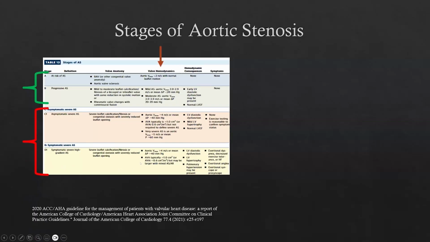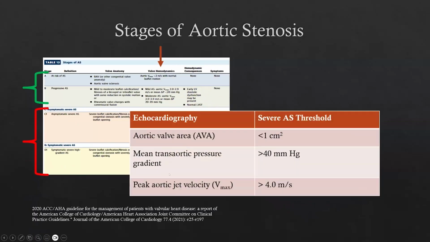In terms of what parameters we use to diagnose severe aortic stenosis by echocardiography, we use these three criteria. One is the aortic valve area, so how small the aortic valve becomes, and less than 1 centimeter squared is the threshold for severe. The mean transvalvular pressure gradient: when you have severe stenosis, you have a drop in pressure across that valve, and a drop greater than 40 millimeters of mercury is severe. And then a peak aortic jet velocity of greater than 4 meters per second across that stenotic valve is also considered severe.